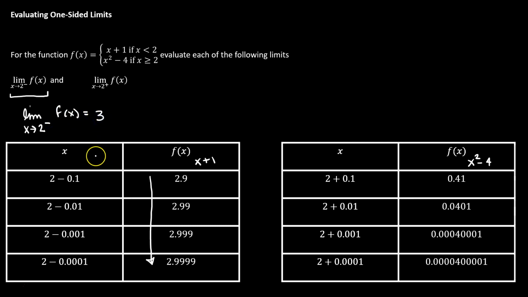Now, because this is a piecewise, and we're looking at the piecewise right where it splits, the next table, coming from the right, might look totally different. And sure enough, it does. As we're approaching 2 from the right side, our numbers are getting very, very close to 0. So the limit as x is approaching 2 from the right of the function f of x is narrowing in on the value 0. So one-sided limits don't always equal the same value, especially if we're looking at a piecewise function.